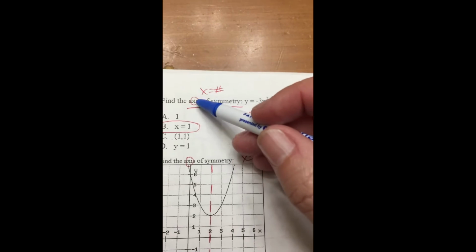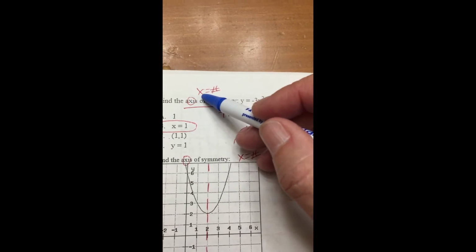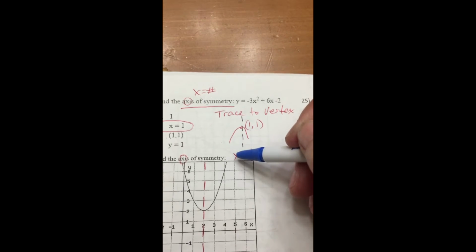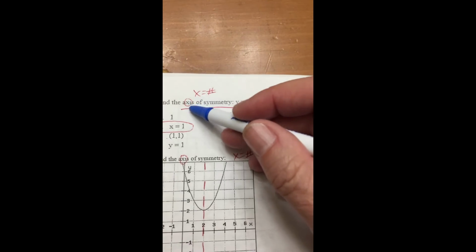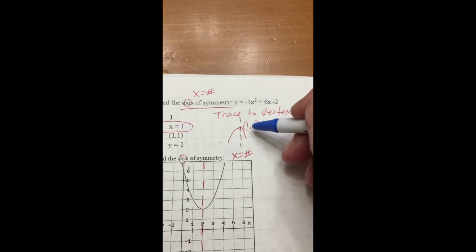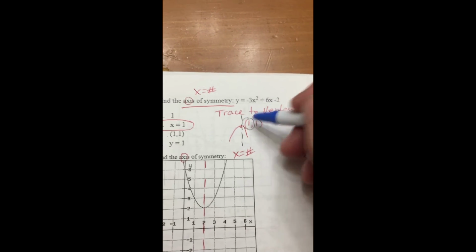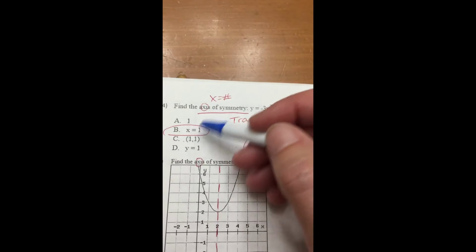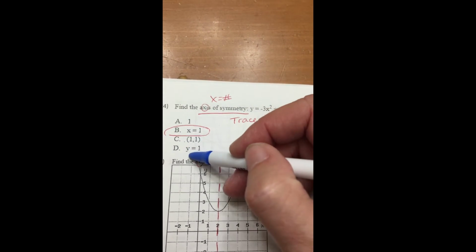And of course, the axis of symmetry is going to start with x equals, right? X equals a number, and it's the vertical line. And you can see the x in the axis to remind you that it starts with x equals. And the x number in this vertex is 1, so x equals 1 is the equation. And even if you didn't know that, as soon as you knew it was x equals, you could have ruled off A, C, and D. None of those started with x equals.